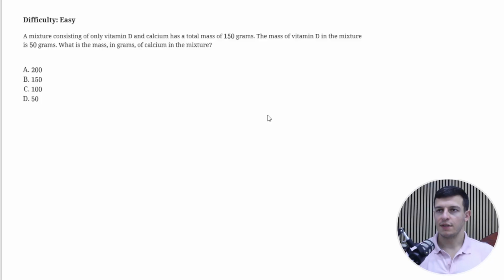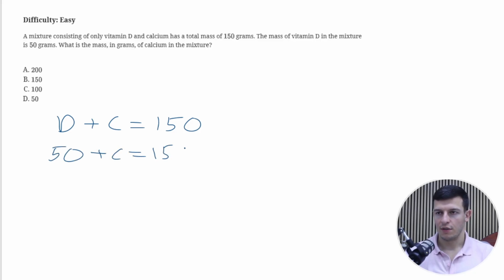A mixture consisting of only vitamin D and calcium has a total mass of 150 grams. So what do we have here? Since we're working with two variables, vitamin D and calcium, I'll put D and C together are 150 grams. The mass of the vitamin D in the mixture is 50 grams. What is the mass of calcium? Okay, very simple question. That's why it's under easy. So C is going to be 150 minus 50, and that's going to be 100.